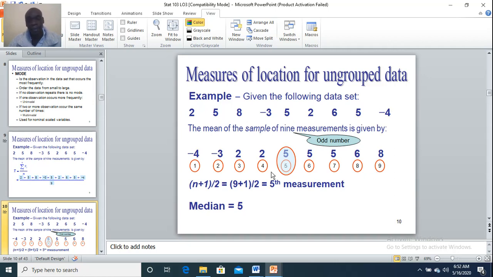Then remember, to get the median position, you say n plus 1. So it's 9 plus 1. How many numbers do we have? It's 9. So it's 9 plus 1 divided by 2, which is the 5th position. I start from the lowest number up to 5. So 5 is going to be my median. For the median, we arrange the numbers in order of size, we find the median position, then we pick the median. So I think you are following.